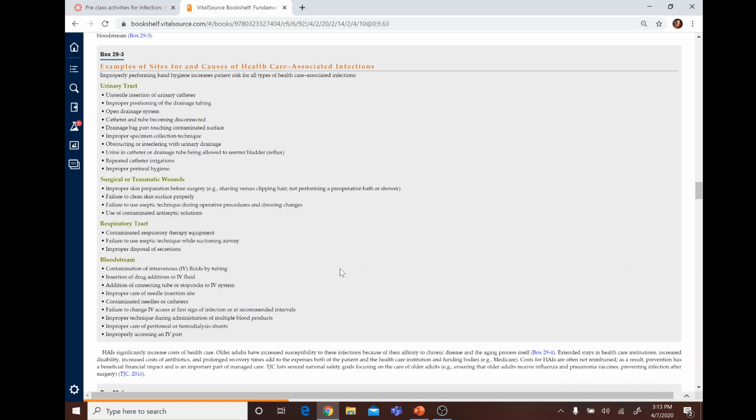Contamination of IV fluids by tubing, insertion of drug additives to IV fluid, addition of connecting tube or stopcocks to IV system, improper care of needle insertion site, contaminated needle or catheters, failure to change IV access at first sign of infection or at recommended intervals, improper technique during administration of multiple blood products, improper care of peritoneal or hemodialysis shunts, improper accessing of an IV port.